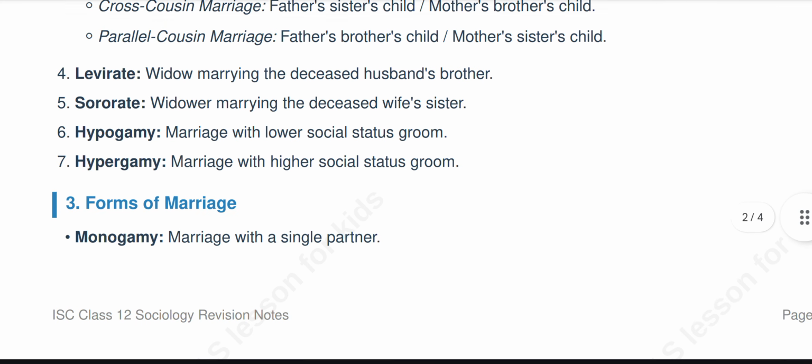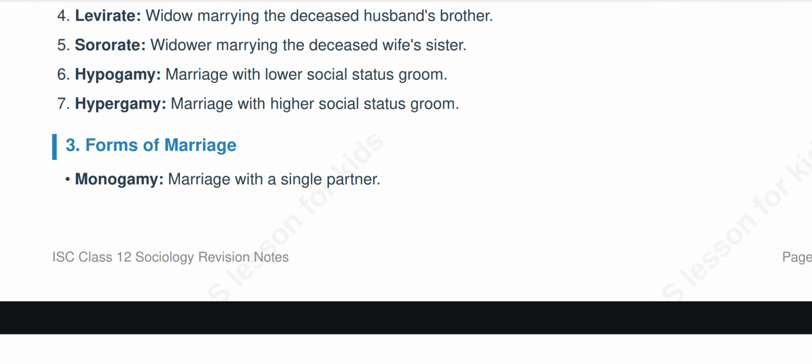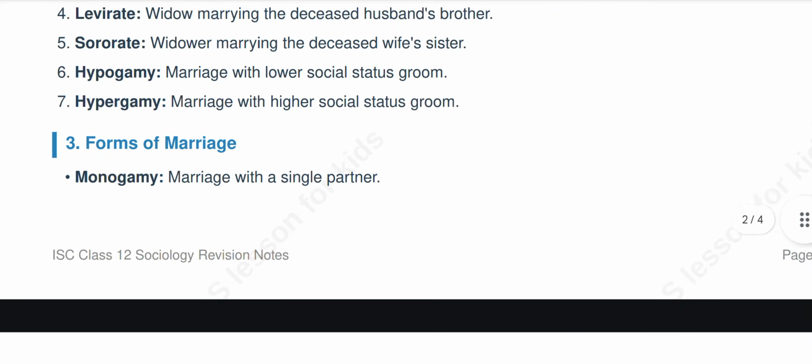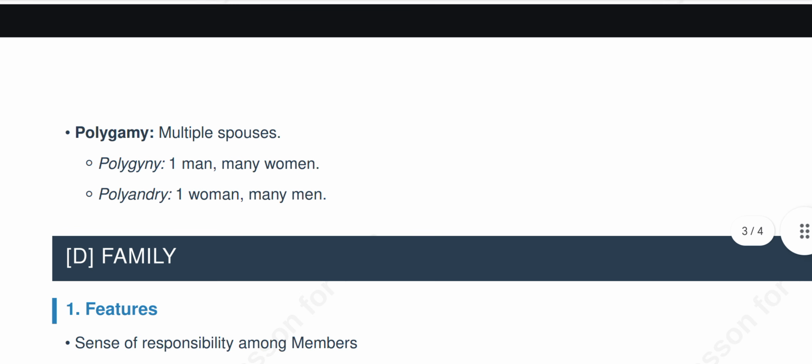Okay, and that's done. Then come the forms of marriage. The first one is monogamy, marriage with a single partner. This is quite easy to understand. There'll be one wife and one husband. The next one is polygamy, multiple spouses. Now there are two types of it: polygyny and polyandry. Polygyny means one man and many women. Polyandry means one woman and many men. This is all about it.